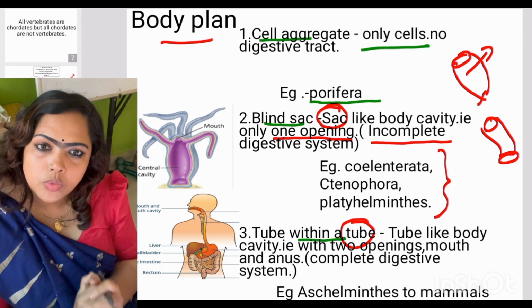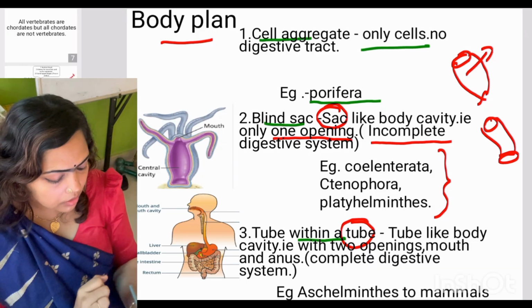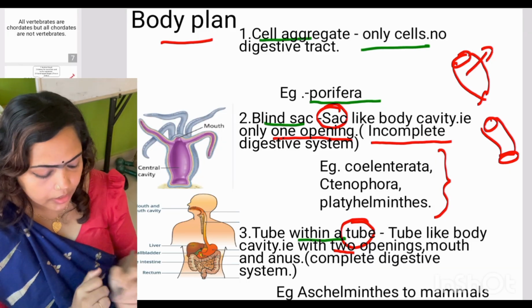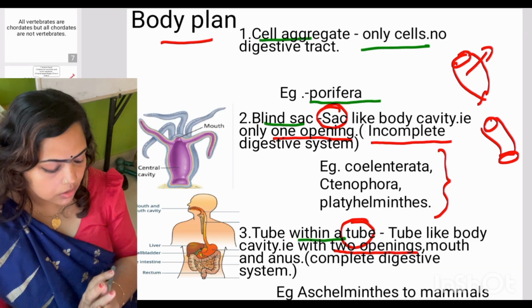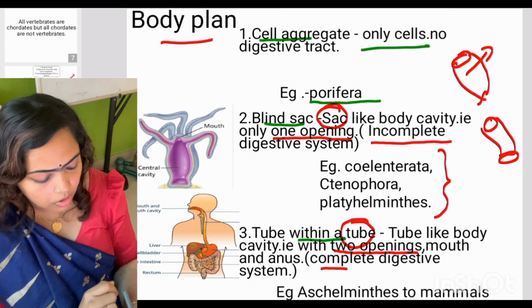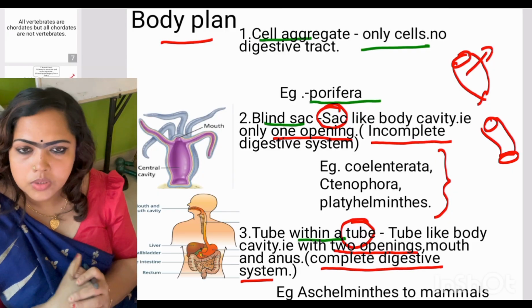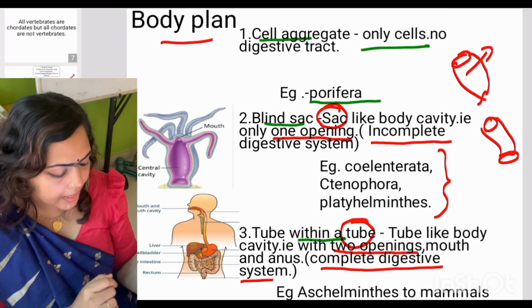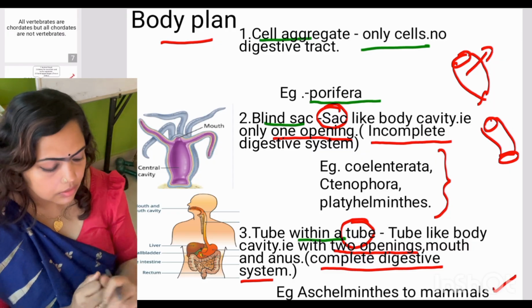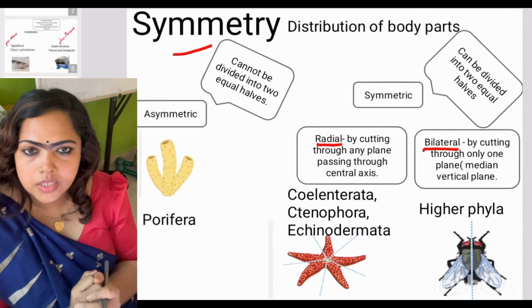The next type is the tube within a tube body plan. Here, how many openings? Two openings are there, mouth and anus. And this digestive system is called a complete digestive system. Example, from Aschelminthes to mammals. Clear? And the next thing is symmetry.